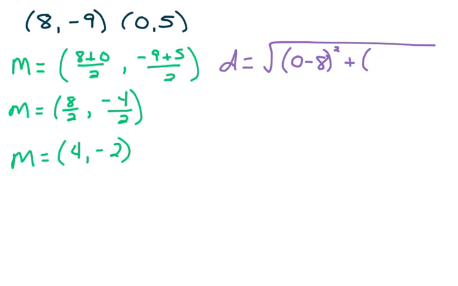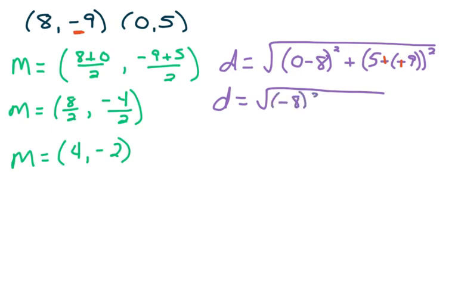So I started with 0 minus 8, so I'm going to start with the 5 minus negative 9. Now remember, the formula says that you are subtracting. What am I subtracting? I'm subtracting a negative number, so I'm needing two negatives, which eventually will turn into a positive because of change. So d is equal to the square root of 0 minus 8 is negative 8 squared, plus 5 plus 9 is 14. So I'm going to have to square 14.